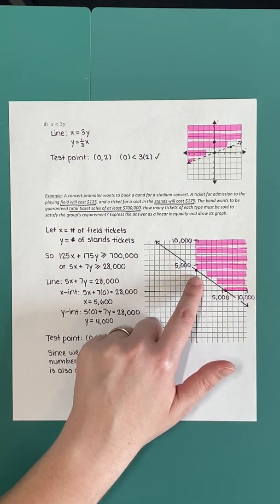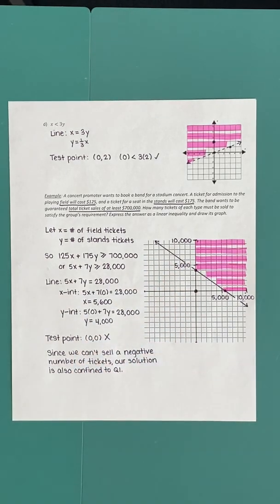Now notice I didn't actually shade everything above that boundary line. I left some key areas out. What you'll notice about what I shaded is that I only shaded within the first quadrant. Well, why is that? Well, we have to think about what it means when we're in a real world situation. We have some limitations on actual values that x and y can take on.